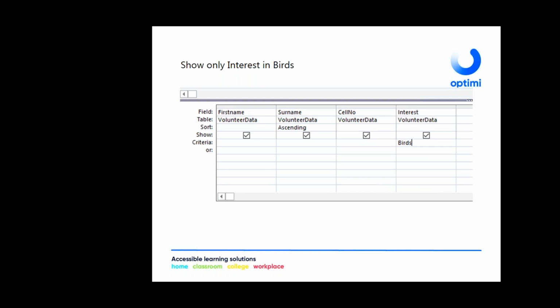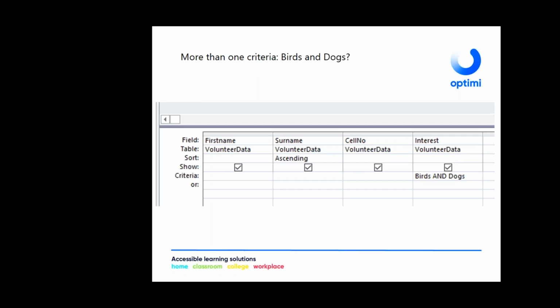Right, then they say that we want to show only an interest in birds. So in the interest field, in the criteria line, all you do is you type birds and then your query will work. Sometimes they tell you you must have 2 criteria.